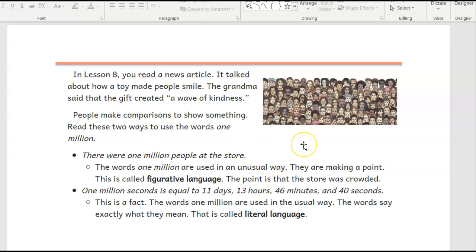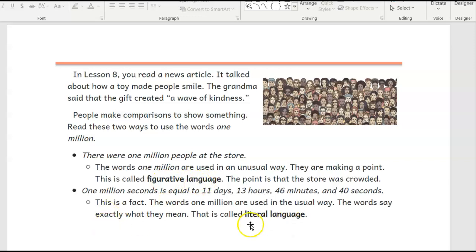Let's review real quick figurative and literal language. Figurative language is going to be when somebody is making a point and they're over exaggerating. It's going to be something that's not really real. For example, there were 1 million people at the store. Well, that tells me the store is crowded, but there really isn't probably going to be 1 million people at a store. So this would be using figurative language to show a comparison of something and also to get the writer's view across in a way that makes it exciting.